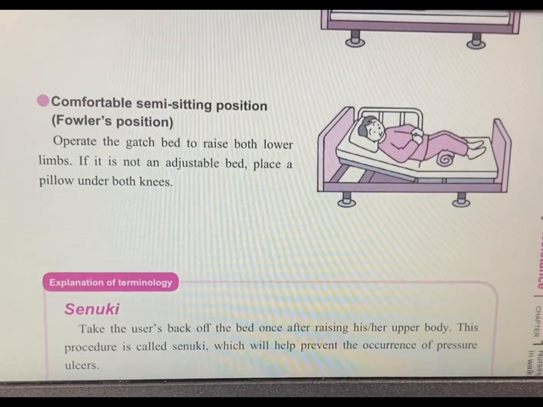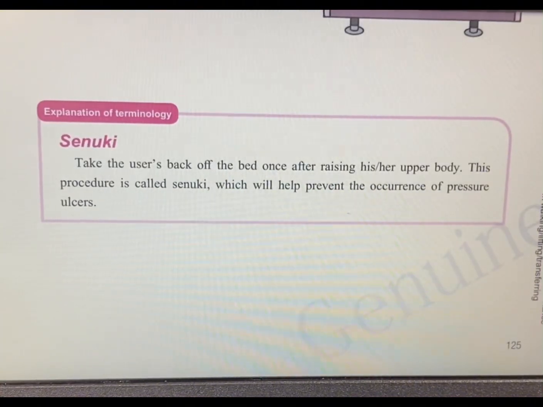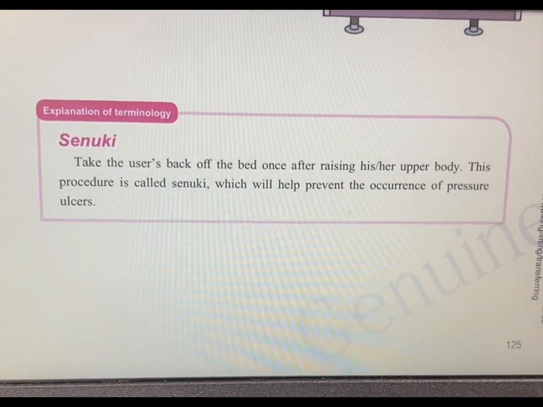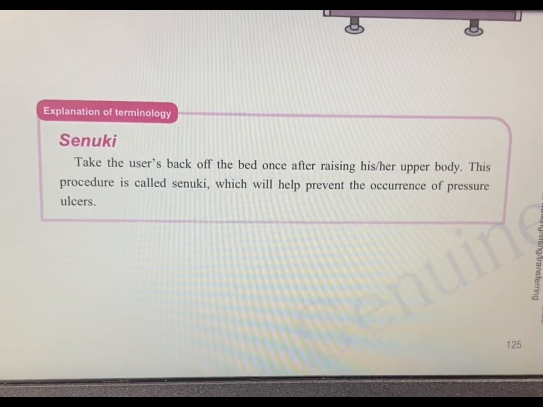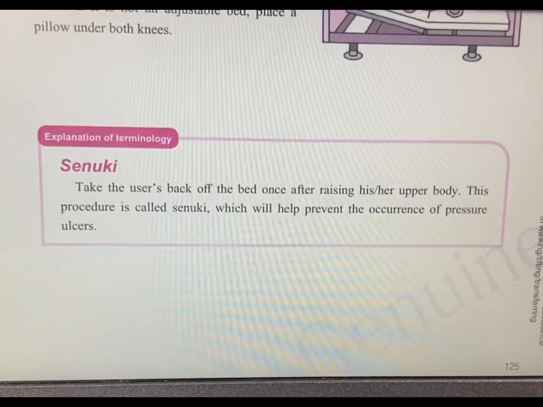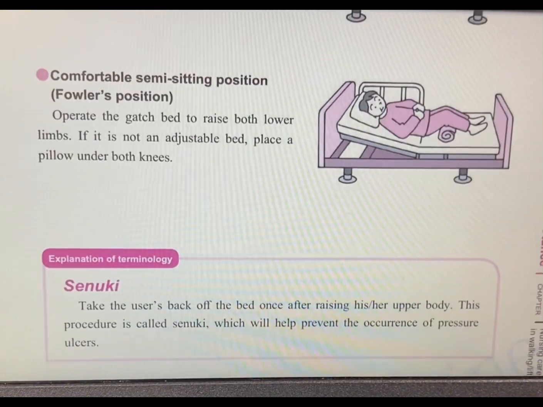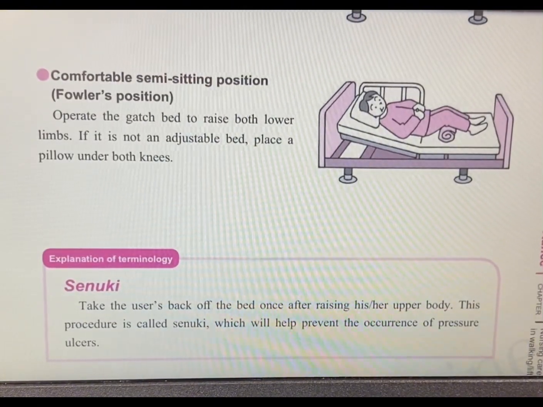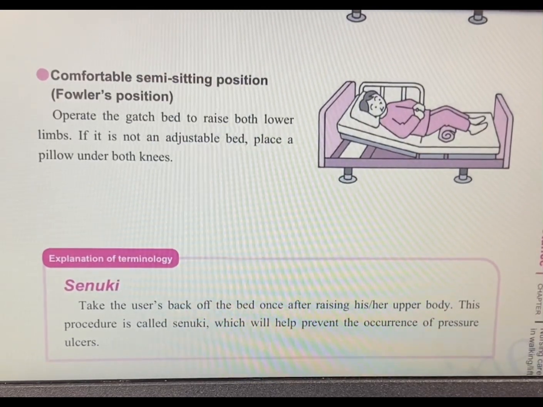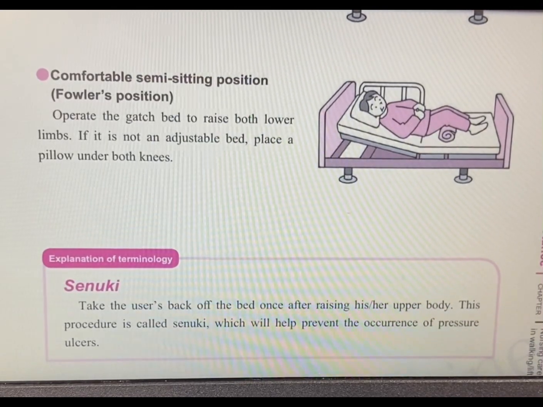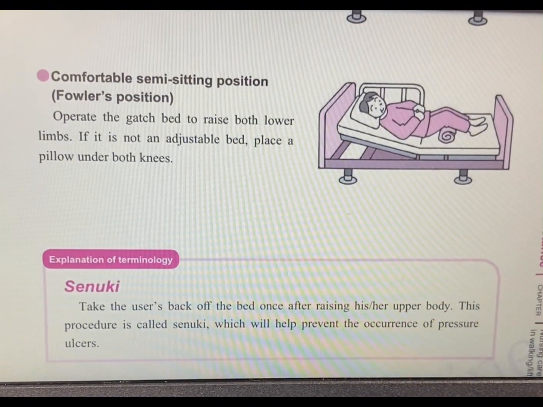Next is senuki. Take the user's back off the bed once after raising his or her upper body. This procedure is called senuki, which will help prevent the occurrence of pressure ulcer. So, ano ba yung senuki? Ito po yung ipapasok mo yung arms mo in between sa bed and sa likod, the back of the user. Papasok mo and then slide mo lang siya.